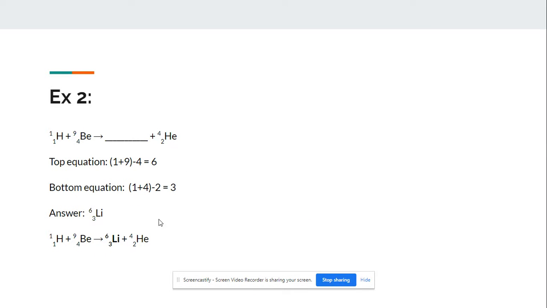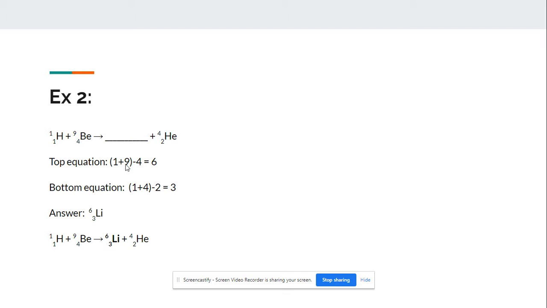This next equation is a little more complicated because now we have two things on the reactant side, two things on the products. But it's still just some simple math. I'm going to find the total on the reactant side for the top and the bottom, and then I'm going to subtract what's on the product side. So here we have an isotope of hydrogen and an isotope of beryllium that are going to combine and then undergo alpha decay.